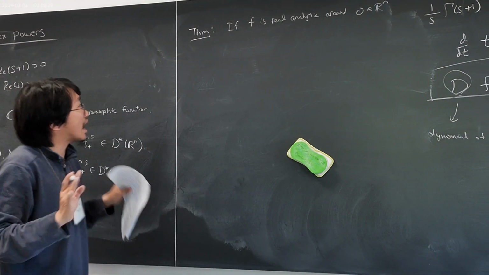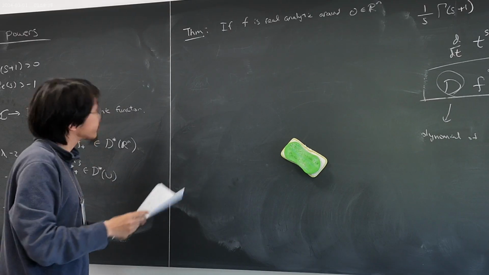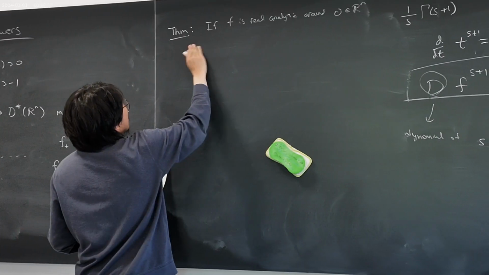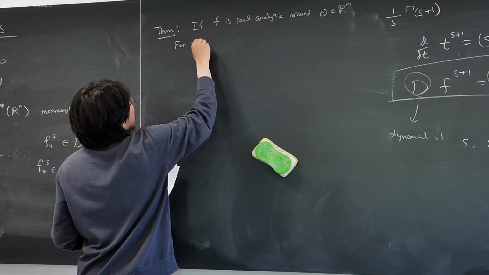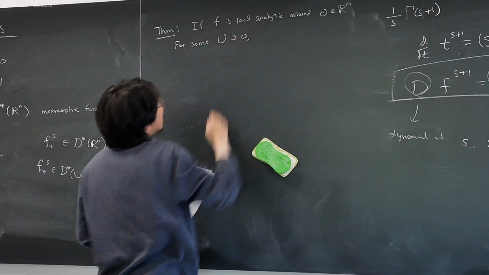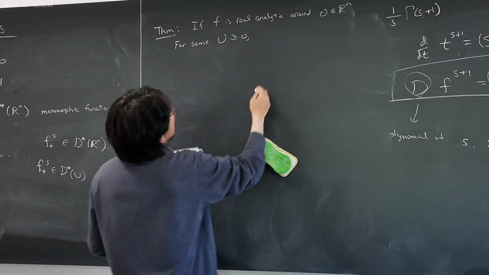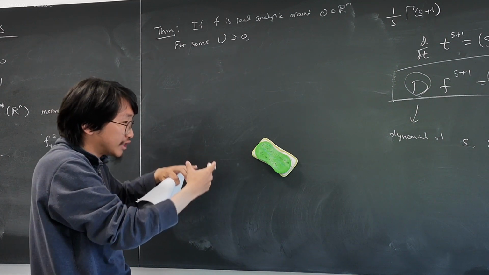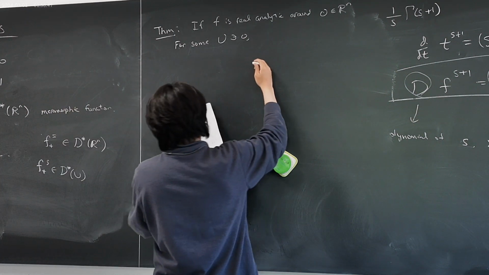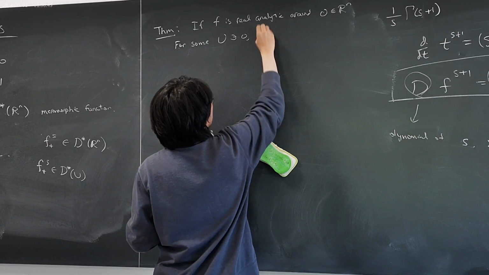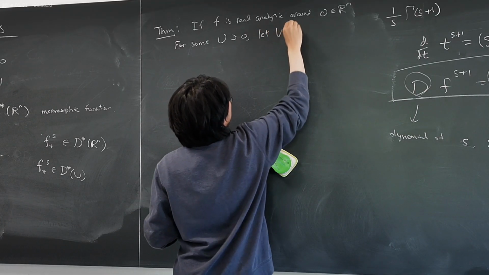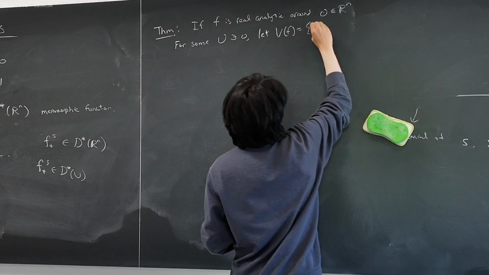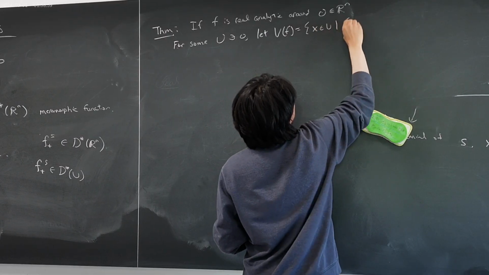So everything here is phrased locally. If we have a real analytic function, then for some neighborhood U containing 0, we can take U and desingularize it. And this will mean the following. Let V(f) denote the vanishing locus of f inside U, the set of x in U such that f(x) is 0.